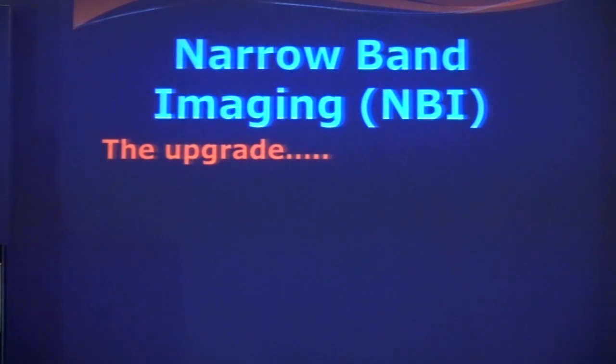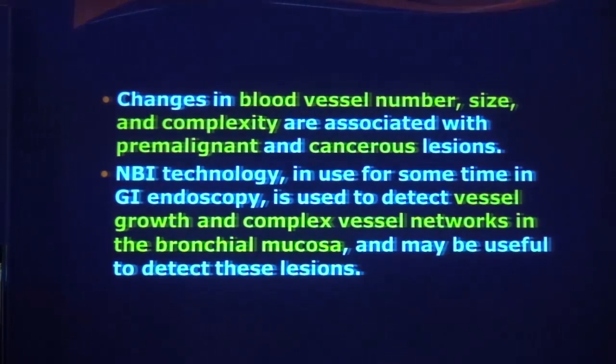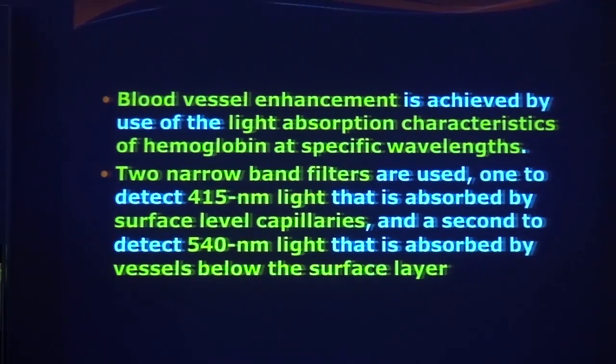The advancement that came afterwards, the upgrade, is the narrowband imaging. The narrowband imaging assesses the changes in the blood vessel number, size and complexity to assess the premalignant and cancerous lesions. This was first used in GI endoscopy, and afterwards they tried it in bronchoscopy to detect the vessel growth and complex vessel networks. Blood vessel enhancement is achieved by the light absorption characteristics of hemoglobin. So the target is the hemoglobin.